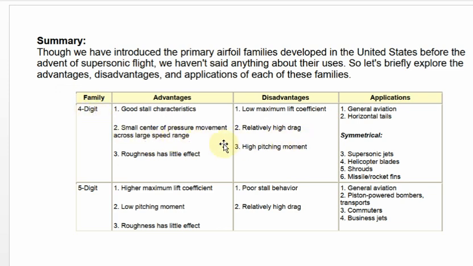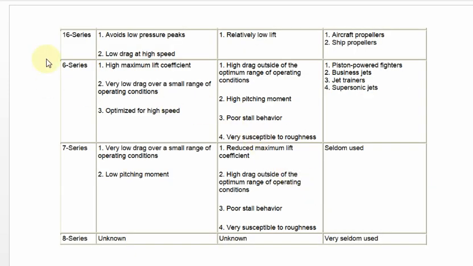It's like a self study. Depending on the individual requirement we can choose the aerofoil. That is why I have given this tabular column. It covers the 4 digit and 5 digit aerofoil advantages, disadvantages, and applications. Similarly this is for your 1 series, 6 series, 7 series, and 8 series. You know very well the 8 series is very rarely used. That is why the data is not available much on the net. So if you have any data, kindly post it in the comment section. I will also come to know about your 8 series.